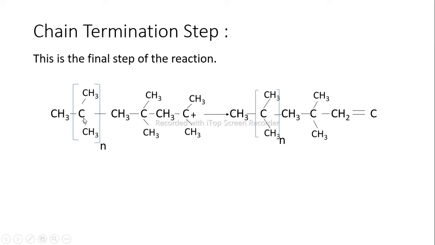Here in this case, we have the polymer which we obtained in the chain propagation step. Now this polymer releases the proton ion, as a result of which a double bond is formed at this carbon, and because of this we got our final polymer. This is how cationic polymerization is done.